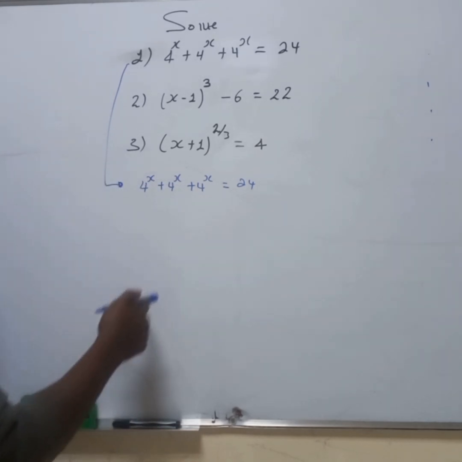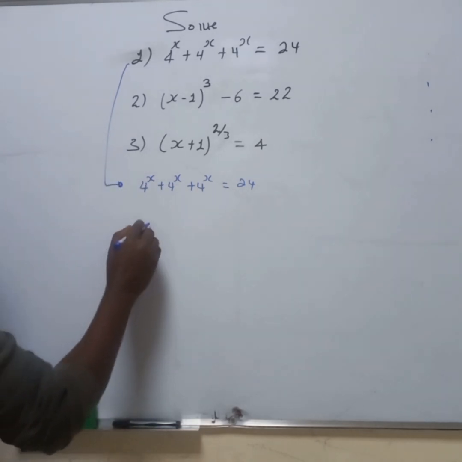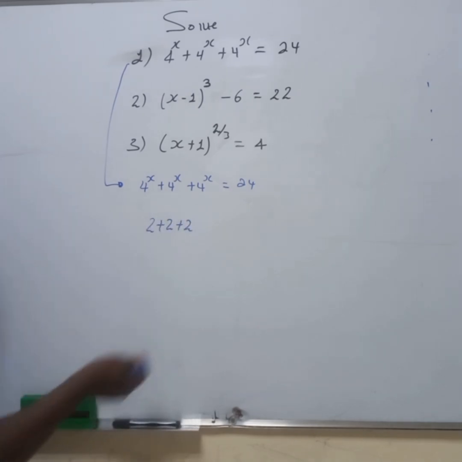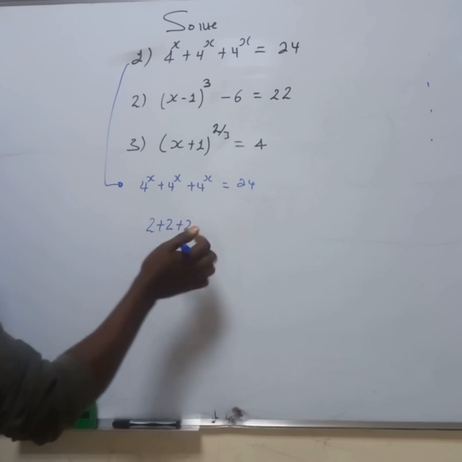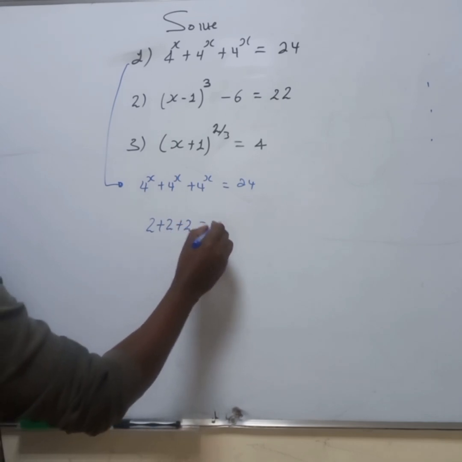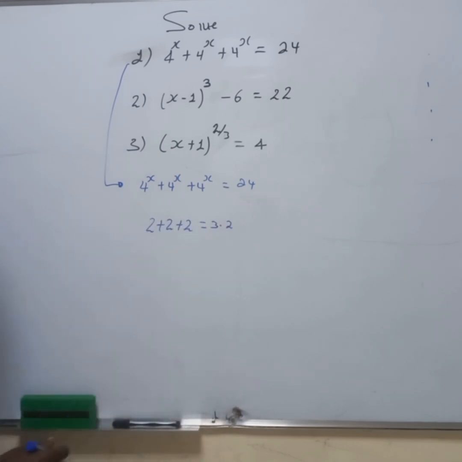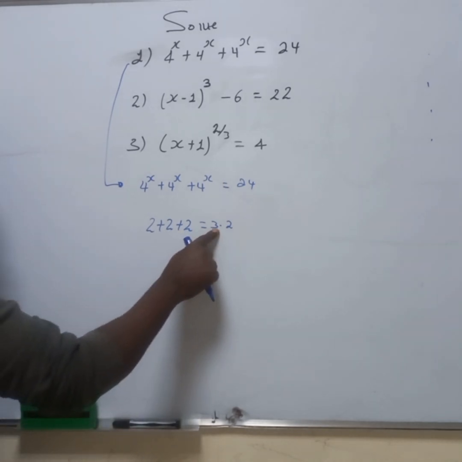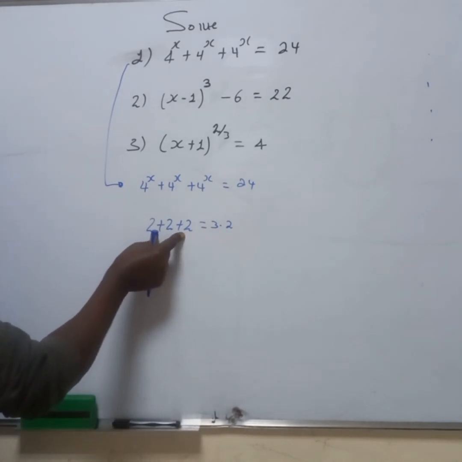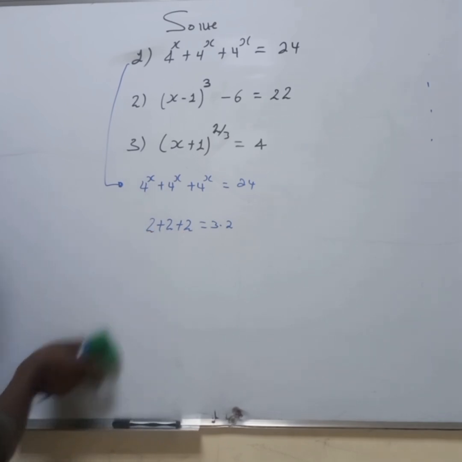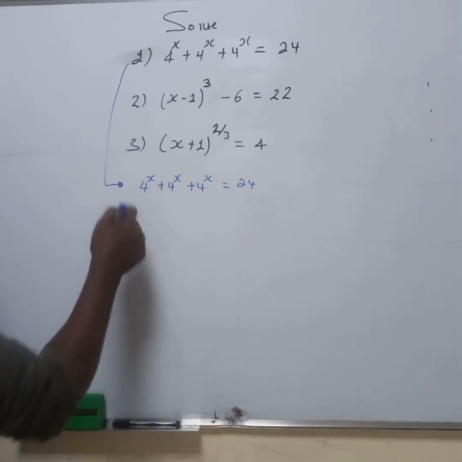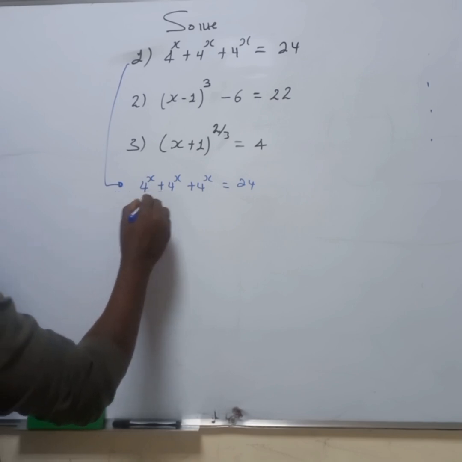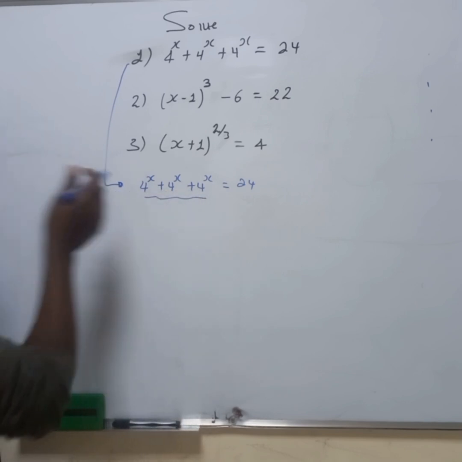Then you can do this in different ways. For example, look at this one: 2 plus 2 plus 2. How many 2s do we have here? 3. So this is written as 3 times 2. So this 3 refers to the number of 2s which are added here. Based on this principle, how many 4 to the power of x do we have here? We have 3 for the power of x.